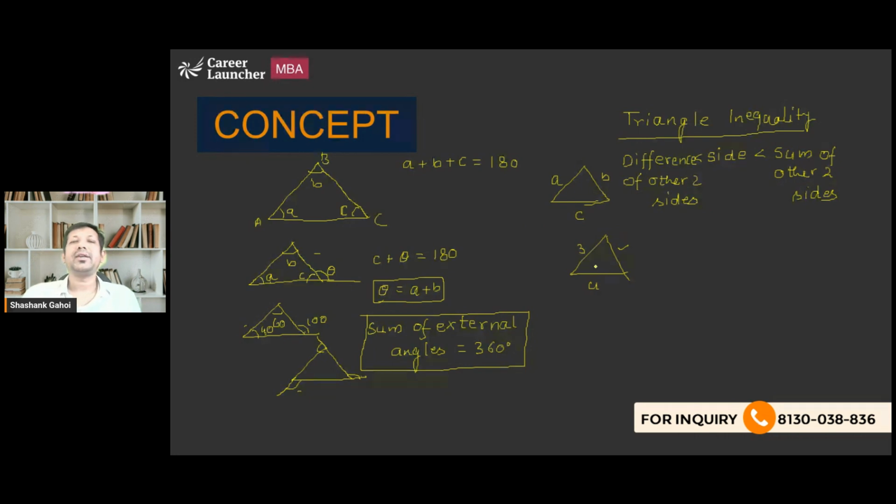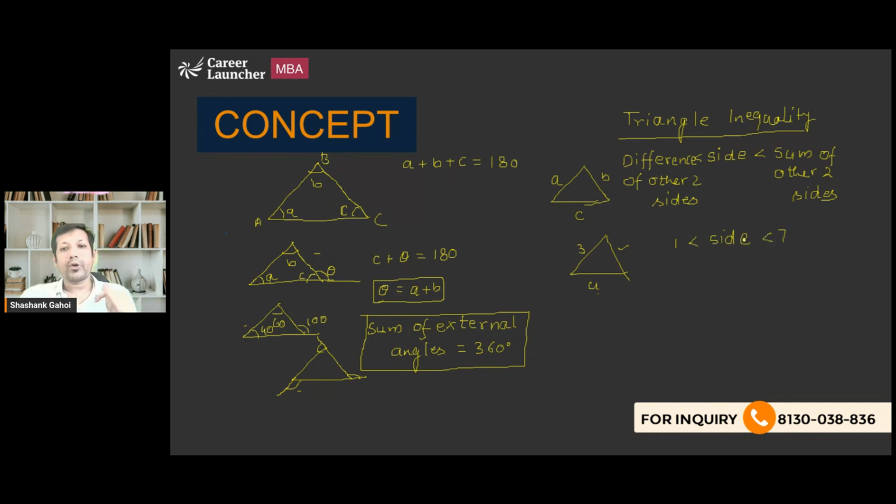So generally people say it should be 5. Not necessarily. If it is 5, it will be a right angle triangle. But the difference of 3 and 4 is 1. The sum of 3 and 4 is 7. So the third side should be greater than 1 and less than 7.